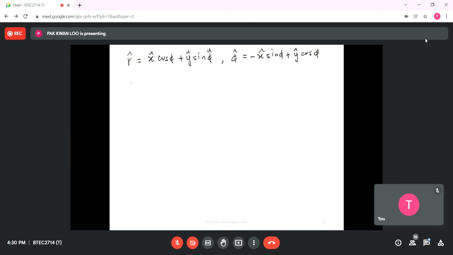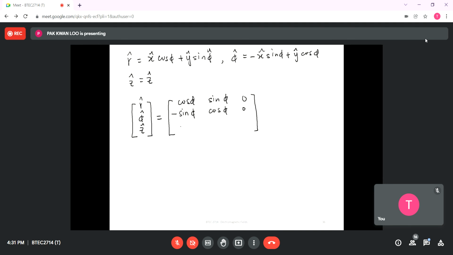Okay, so I can write this now in terms of a matrix. So I can write this as a matrix. So I've translated this into a matrix, a transformation matrix between cylindrical coordinates and Cartesian coordinates.